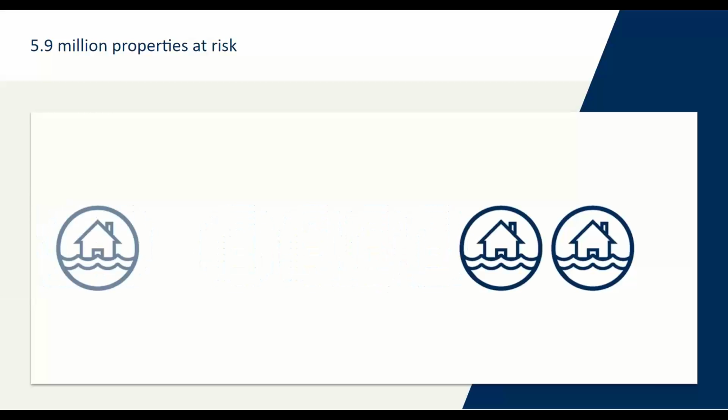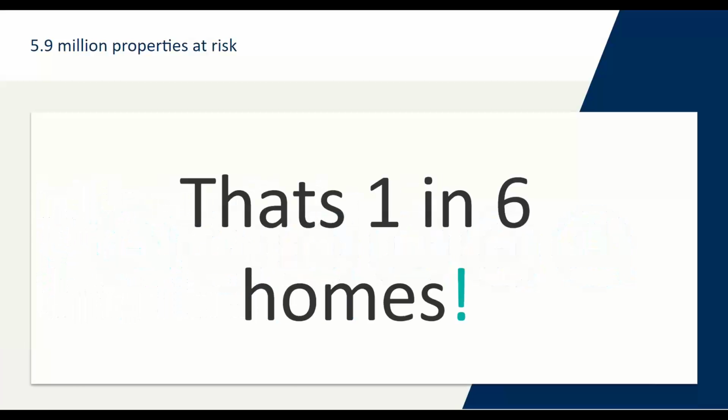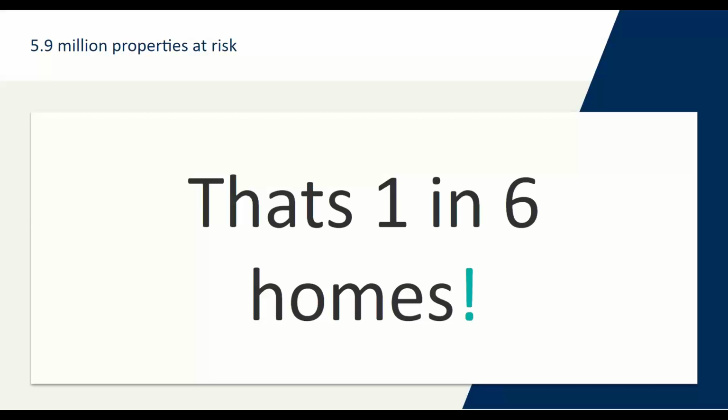In England and Wales, there's an estimated 5.9 million properties at risk of flooding. This equates to roughly 1 in 6 homes. If you break that down even further, you're looking at 2.7 million properties at risk of river and coastal flooding, 3.2 million properties at risk of surface water flooding, and 500,000 properties at risk of both.